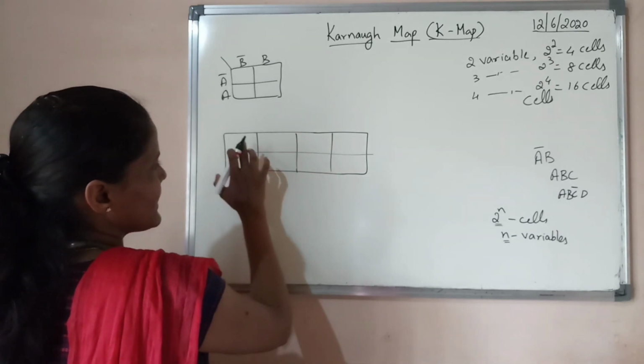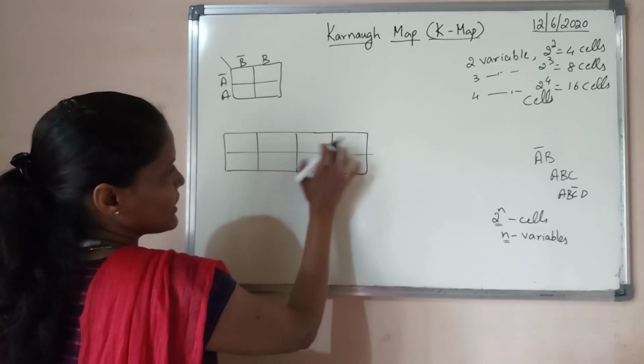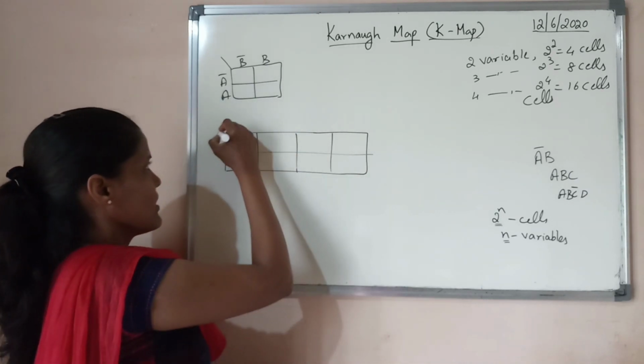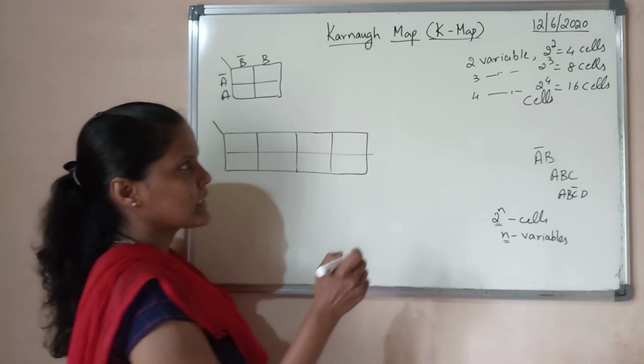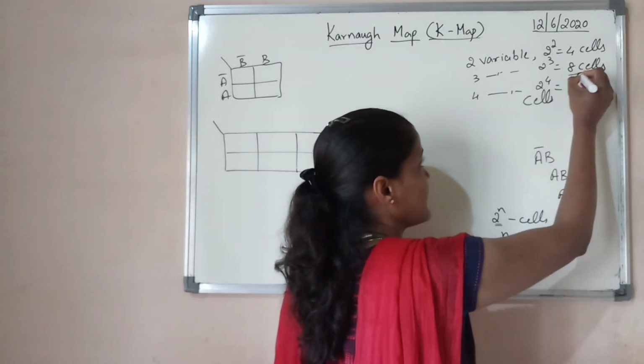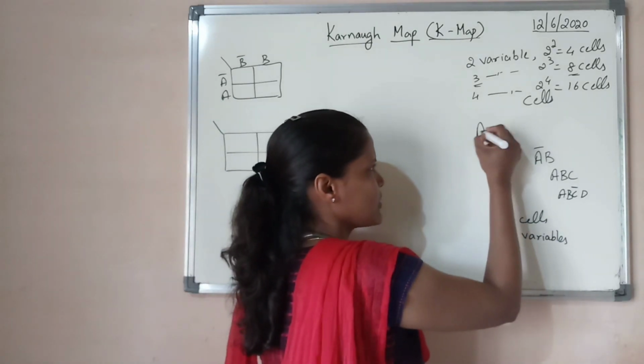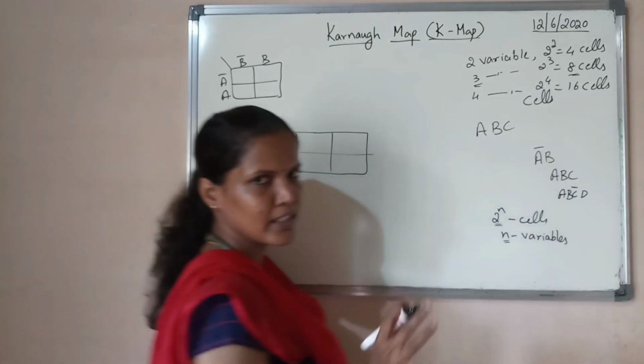So I'll be having 1, 2, 3, 4, 5, 6, 7, 8 variables, and 8 cells. With 8 cells, I'll be having 3 variables. Let us use these common variables itself, A, B, C.